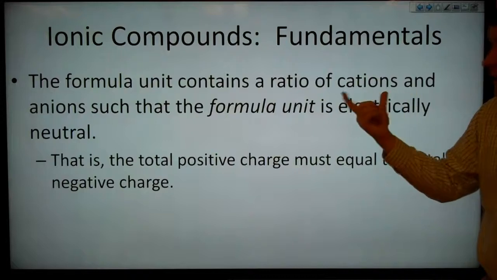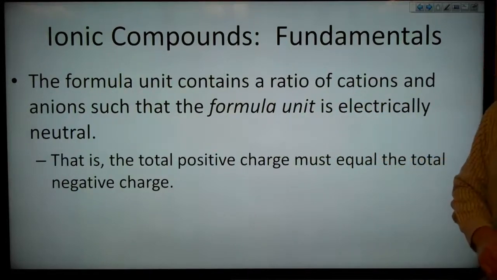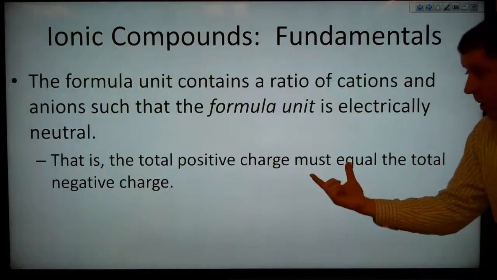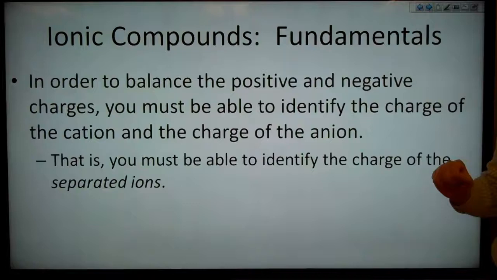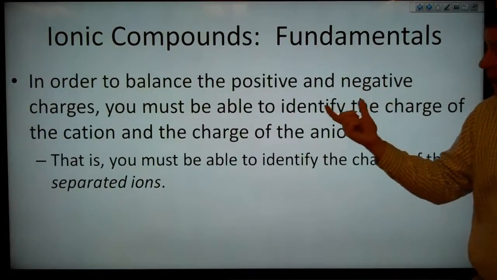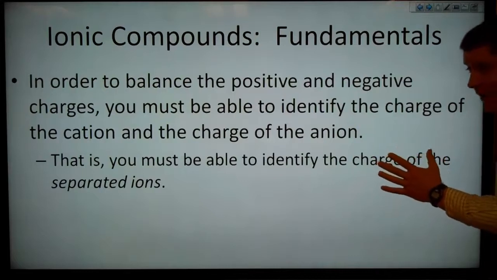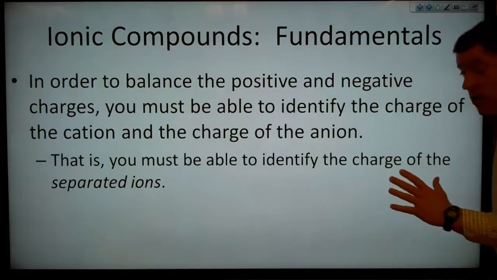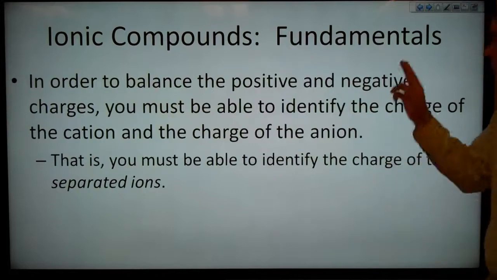The formula unit contains a ratio of cations and anions such that the formula unit is electrically neutral. That is, the total positive charge must equal the total negative charge. And in order to balance the positive and negative charges, you must be able to identify the charge of the cation and the charge of the anion. That is, you must be able to identify the charge of the separated ions.